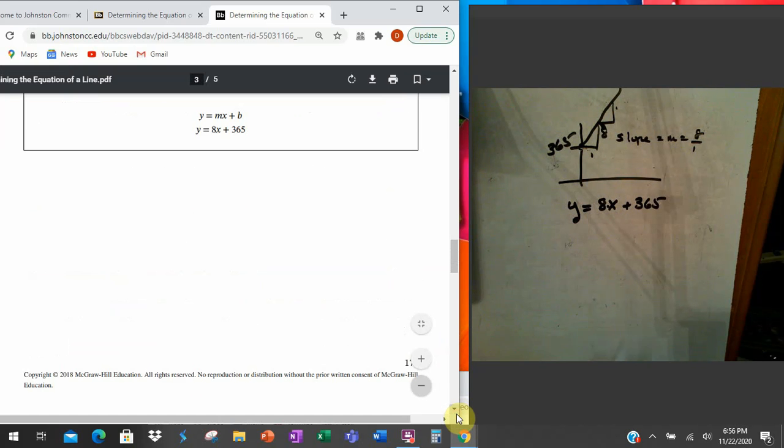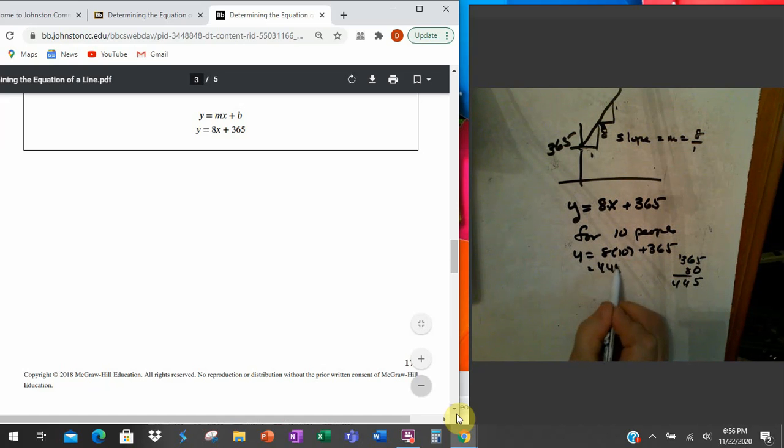So let's extend that. Let's say for 10 people, what would you charge for the catering? It would be y is equal to 8 times 10 plus 365. So that would be your 365 plus your 80, $445 would be the charge.